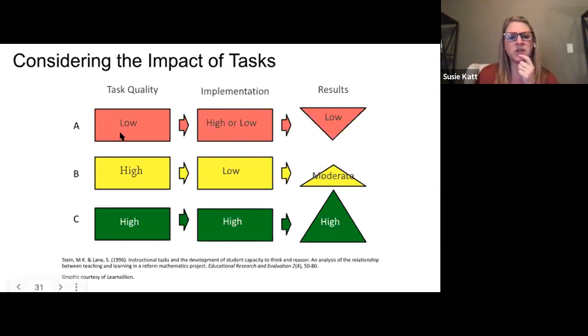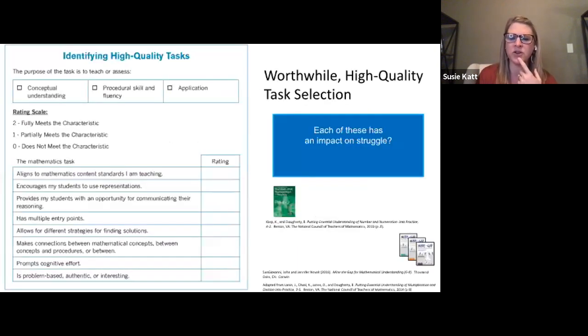Notice here, even if we have a low task, even if we implement it at the highest level, like rock star implementation, the results are still low. So the results for a low task, even with good teaching, reveal that great teaching does not necessarily overcome bad tasks. So having high quality tasks matters.